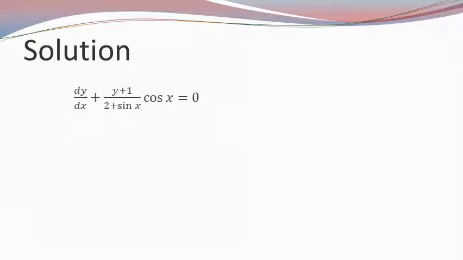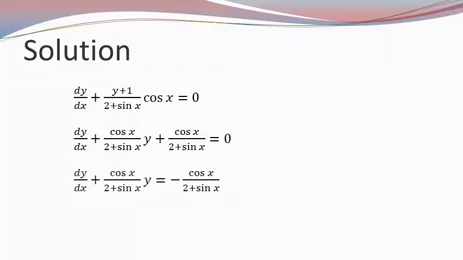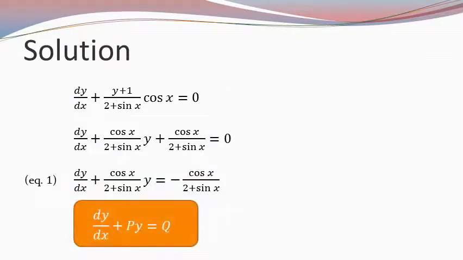Well, the first step would be to divide the entire differential equation by 2 plus sine x. So we get this. Now we can rearrange it and write it down in this form. Now taking the third term to the right hand side, we can write down the equation in this form. Let's call this equation 1.